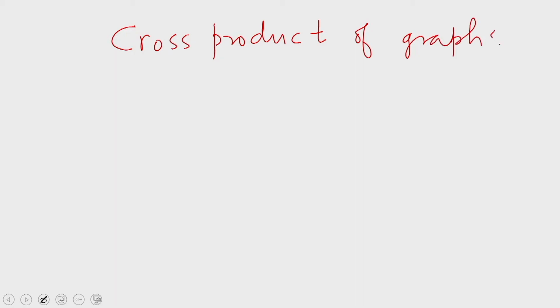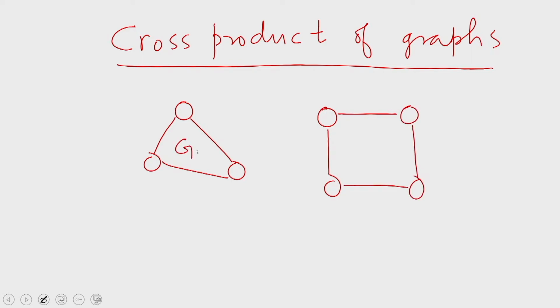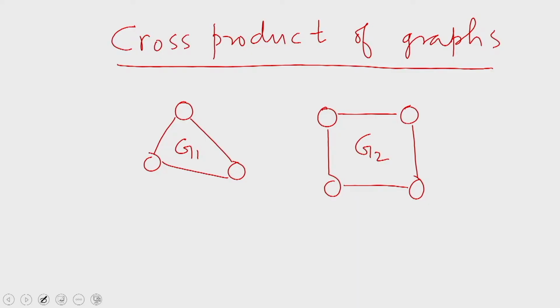For this, let us define the notion of a cross product of graphs. First, let me give an example. Let us say we are given two graphs. This is one graph and this is another graph. This is G1 and this is G2. To take the cross product of these two graphs, what we do is this. In the second graph there are 4 vertices, in the first graph there are 3 vertices.